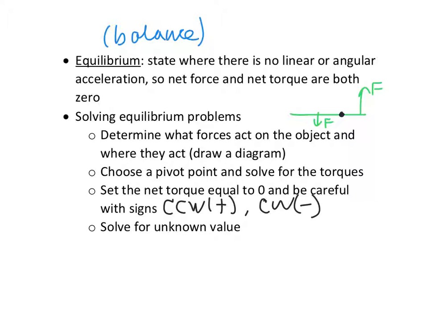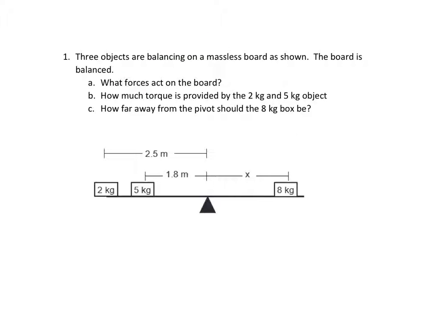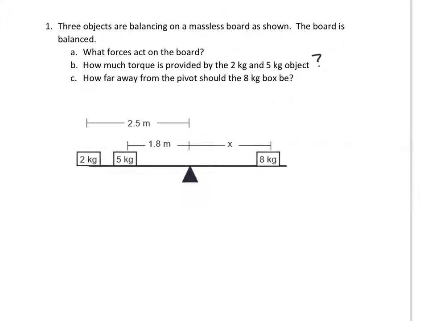All right, so let's do an example. We have 3 objects balancing on a massless board as shown, and the board is balanced. Part A, we want to know what forces act on the board. Part B, how much torque is provided by the 2 kilogram object and the 5 kilogram object? Forgot the question mark here. And part C, how far away from the pivot should the 8 kilogram box be? So we'll start with the easy one.